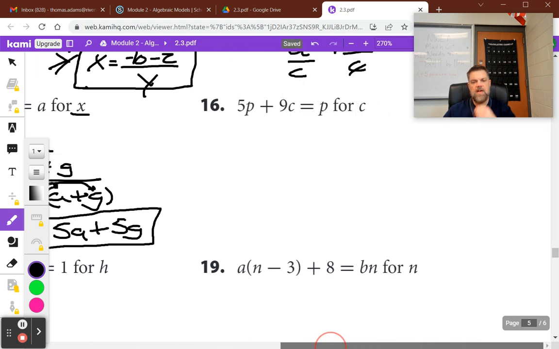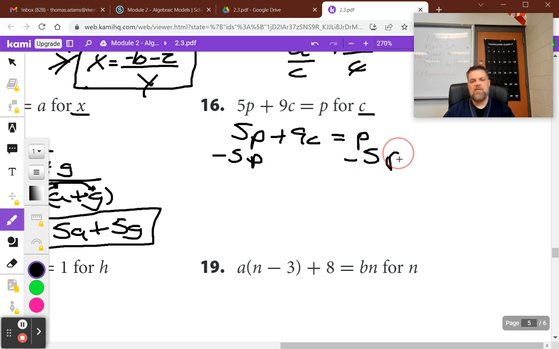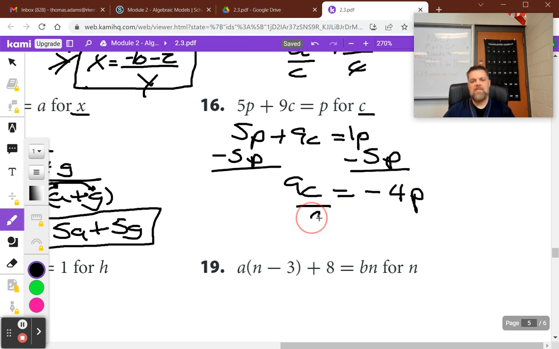Any questions so far? Next one I should say, and we're solving for c. Again, I'm going to minus 5p from both sides. Now, what you got to remember is that this p is a 1p. So while this says 9c, when I subtract 5 from 1, I get a negative 4p. Then I divide by 9 on both sides, and I get c is equal to negative 4/9 p.